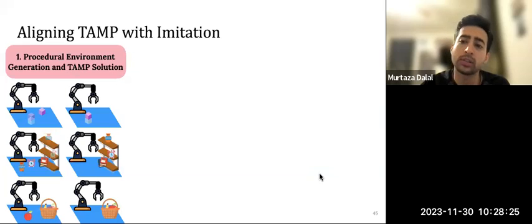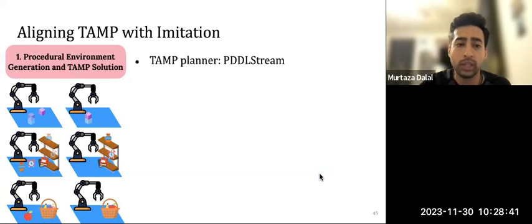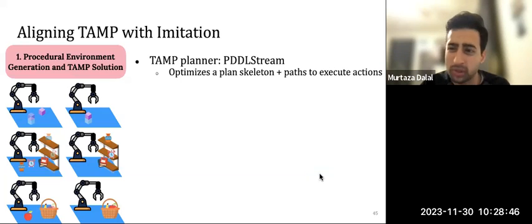Now we'll use the TAMP system to actually directly solve these tasks. And the nice thing about TAMP is that in simulation, we're able to automatically generalize across a wide distribution of tasks with a simple goal specification. In this case, we'll use a specific TAMP planner, PDDLStream, which optimizes a planned skeleton sequence of parameterized actions and its continuous parameters and paths to execute those actions. It uses sampling for grasp generation, placement sampling, inverse kinematics, and motion planning.